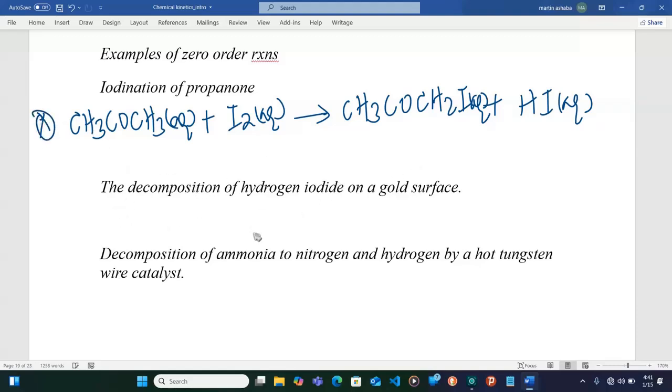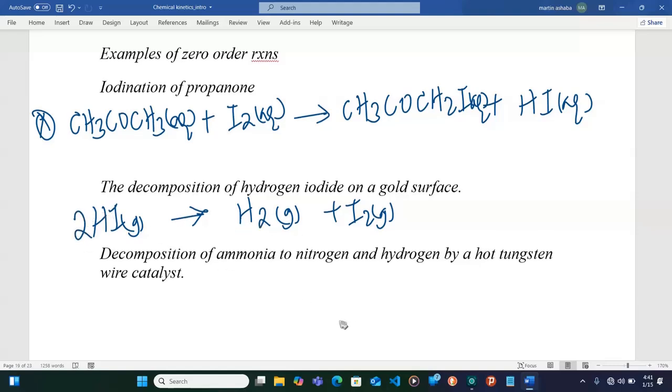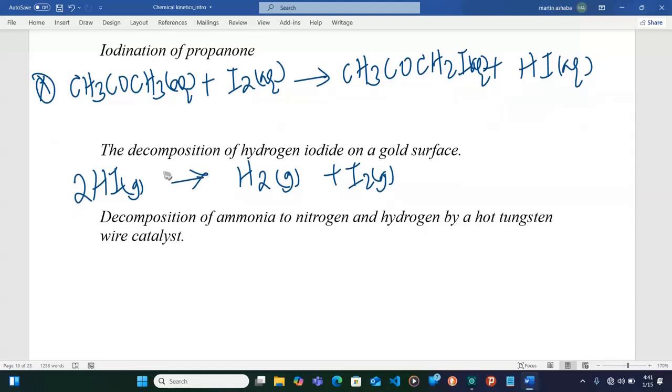Then the other one is the decomposition of hydrogen iodide on a gold surface. So you have the decomposition of hydrogen iodide. Okay, this is a gas, so it is going to give us hydrogen gas plus iodine gas, and then we shall put a 2 here to balance the chemical reaction. So this is in the presence of a gold surface.